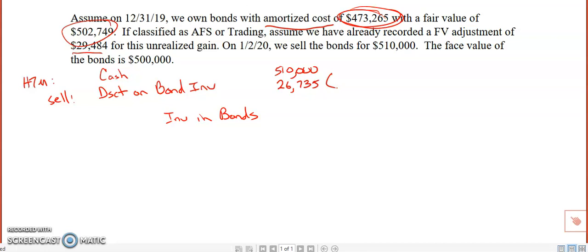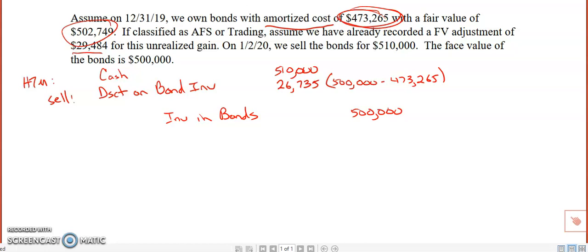Remember, if we had an amortization table, it would be that unamortized discount column. But we don't have that, so remember what that number is: it's the difference between the face value of the bonds and the amortized cost. That's where that number comes from. The investment in bonds is still 500,000. Remember, our very first journal entry, we put it on at cost, and in the very last entry, we take it off.